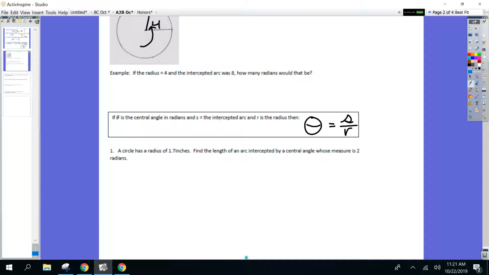All right. You have 3 parts to this formula. Theta. That is the angle measure in radians, not degrees, in radians. And then there is S. S stands for the arc length. And then finally, there's an R value. Guess what the R stands for? Radius length.